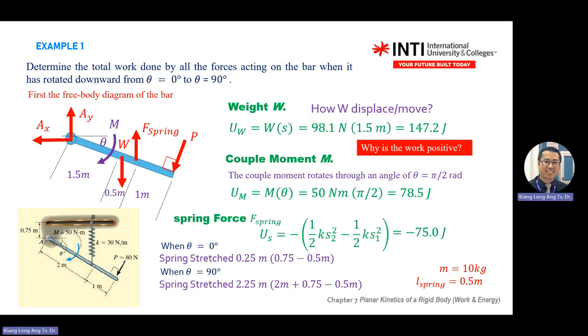Anyone cannot see that one? Who doesn't understand it? Who cannot get why you get 2.25? Who cannot? Okay. Because the spring is tied 2 meters from A. So when it's at 90 degrees, the spring will be 2 meters from here. When this B reaches here, it's 2 meters plus 0.75 minus the original length 0.5. So you stretch 2.25. Substituting inside there, you get negative 7.5.